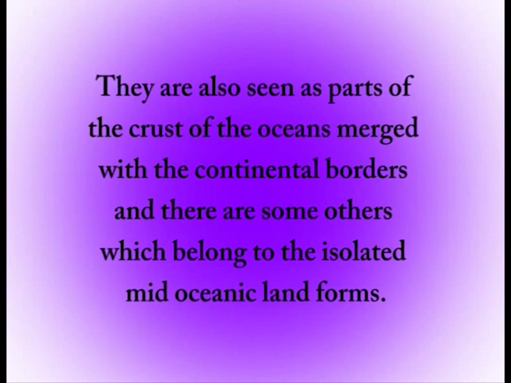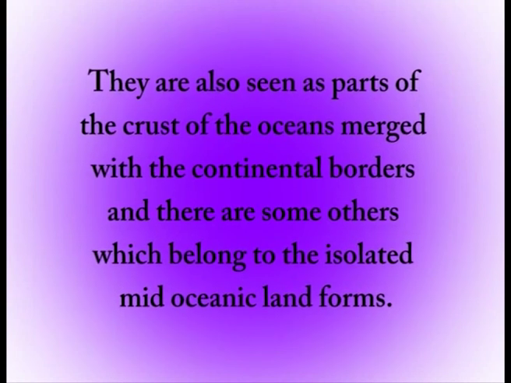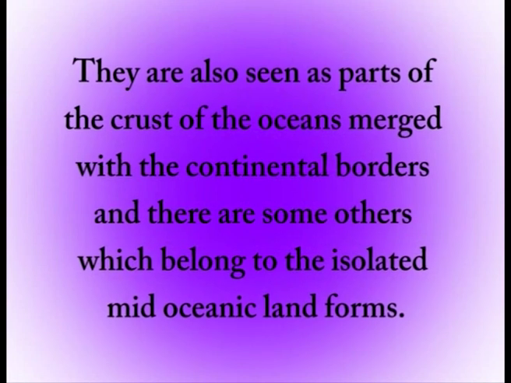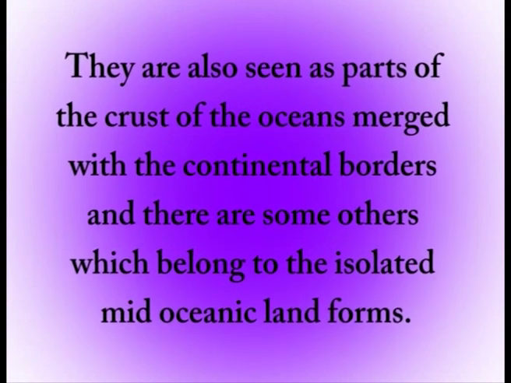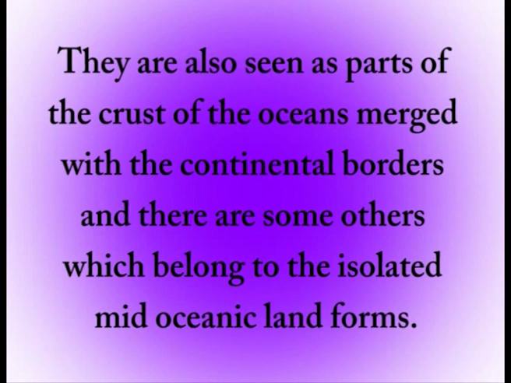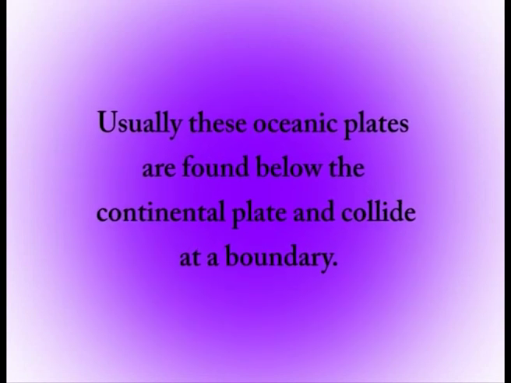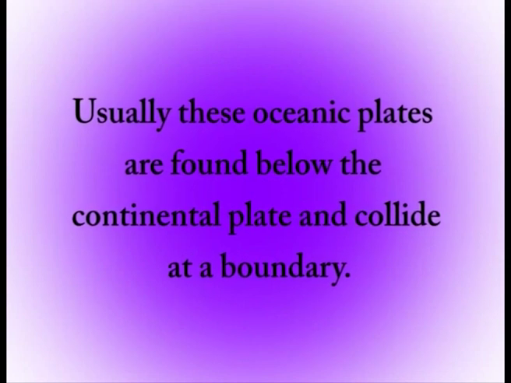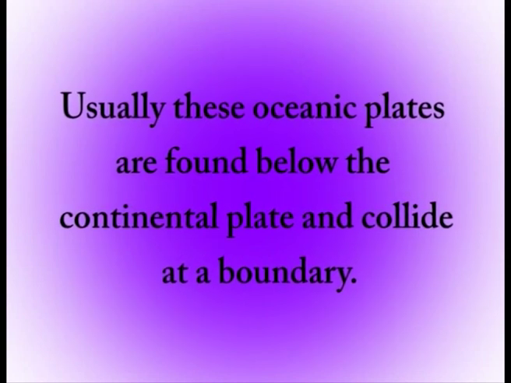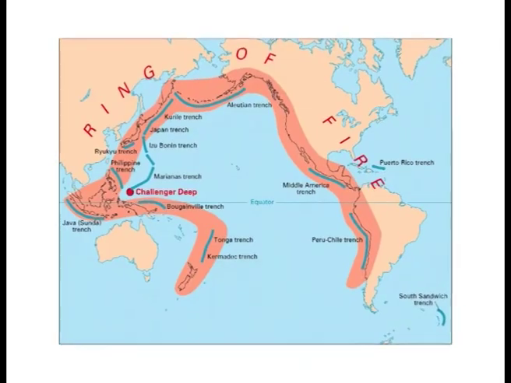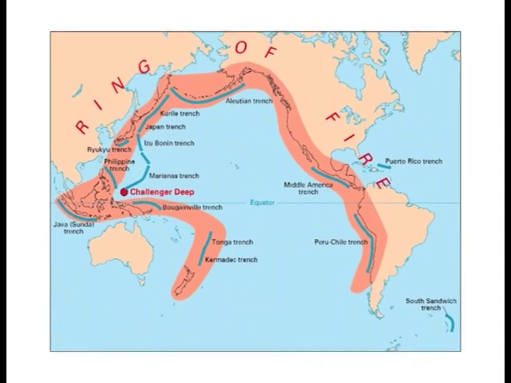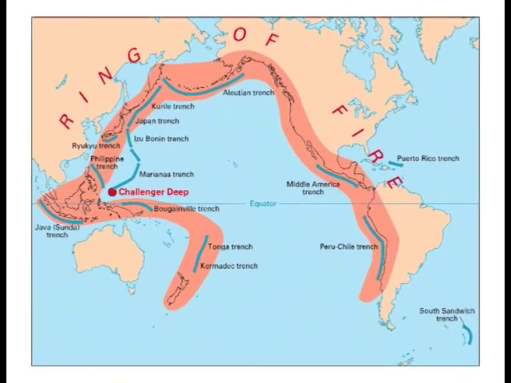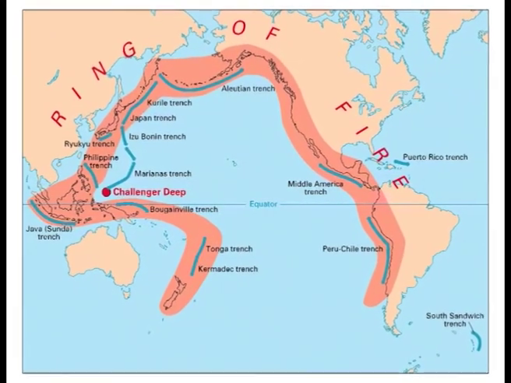They are also seen as parts of the crust of the oceans merge with the continental borders, and there are some others which belong to the isolated mid-oceanic landforms. Usually, these oceanic plates are found below the continental plate and collide at a boundary. The oceanic plate sinks at a higher angle and a volcanic arc grows here above the plate.